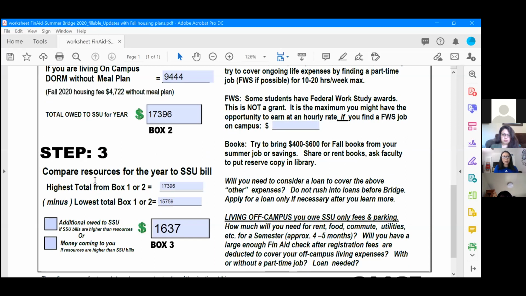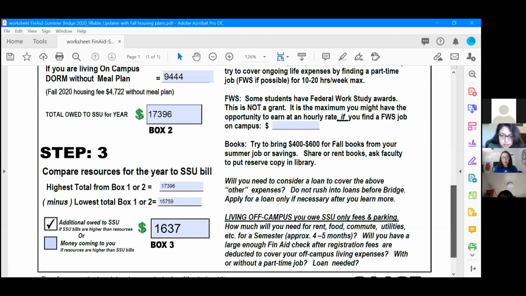So because my box 2 is greater than my box 1, you see here box 2, whatever the greater amount is, you put into the first box here, and then minus the lowest amount. So I know, again, the $15,000 is my grants and scholarships. So I'm going to owe, I'll check mark this here, I'm going to owe Sonoma State out of my own pocket $1,637, okay?